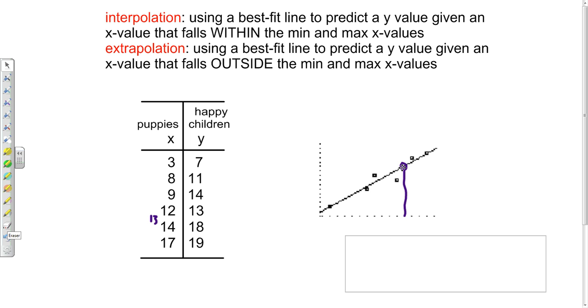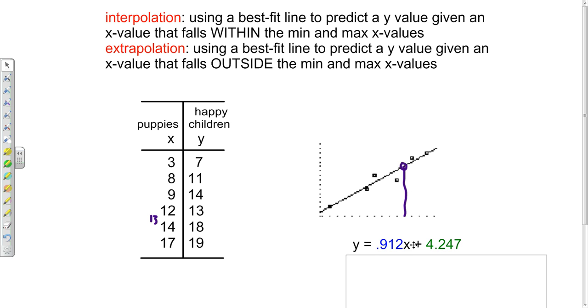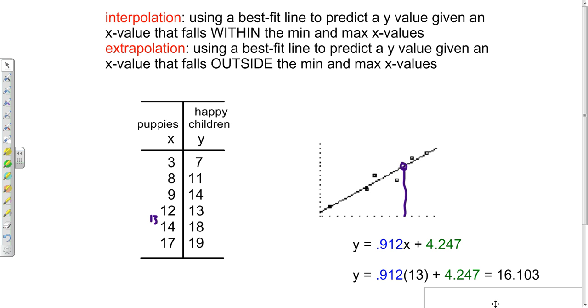Now this gives us a good estimate, and we can look over here at our y-axis to figure it out, but a more precise way to do the exact same thing is to use the actual equation of our line of best fit. So if we have y equals 0.912x plus 4.247, then we would take that 13 and plug it in for x. So we'd have y equals 0.912 times 13 plus our y-intercept, and that's going to get us an answer of 16.103. So that means we would predict that when we have 13 puppies, we'll have just over 16 happy children.